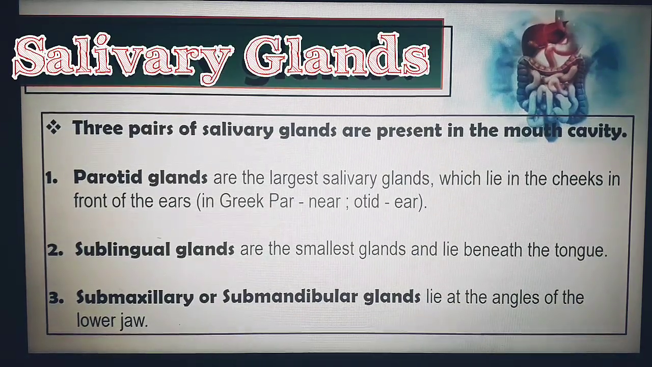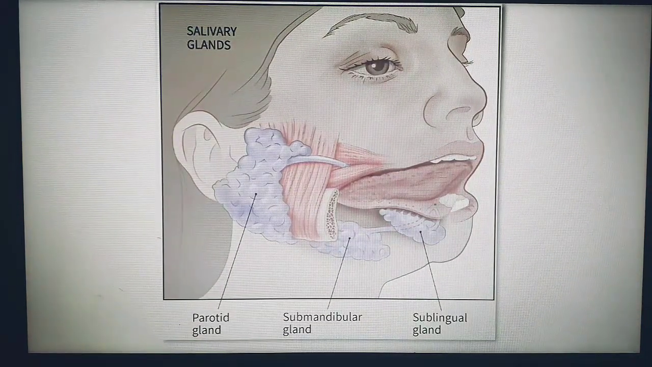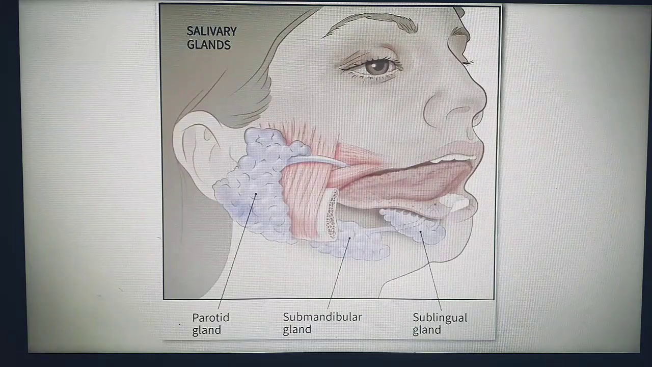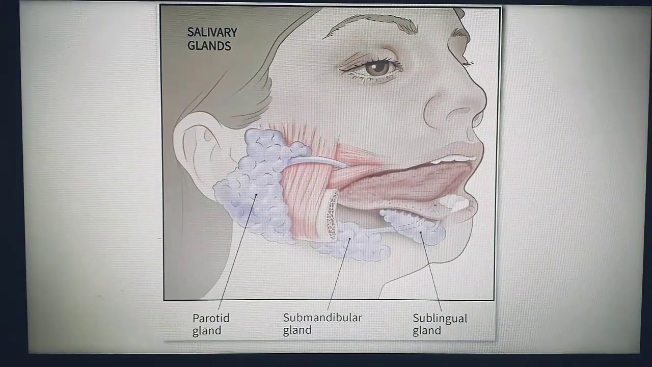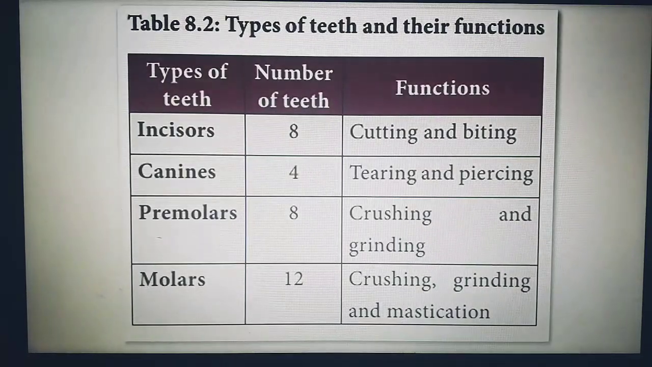Salivary glands. 3 pairs of salivary glands are present in the mouth. We have parotid, sublingual, submaxillary, or submandibular glands. Here, that's how they look and where they are located. Okay, and here are the types of teeth and their functions. Incisors are for cutting and biting. Canines, tearing and piercing. Premolars, crushing and grinding. And our molars, crushing, grinding, and mastication.